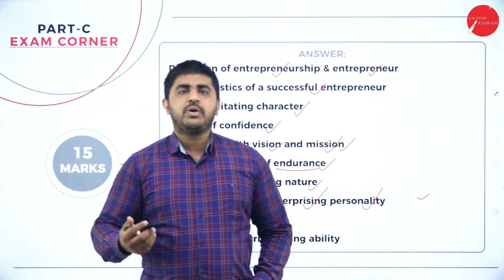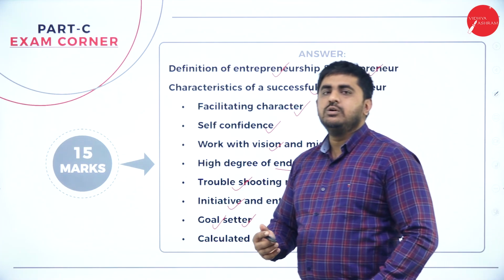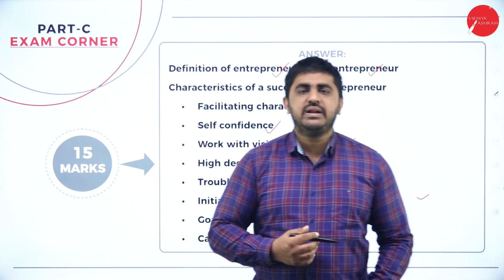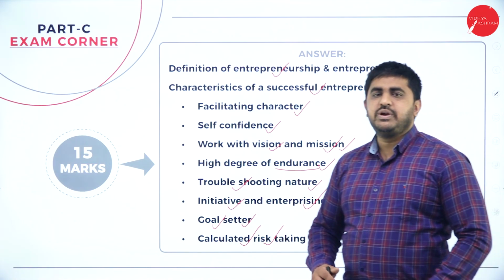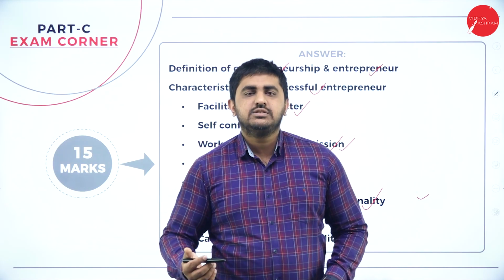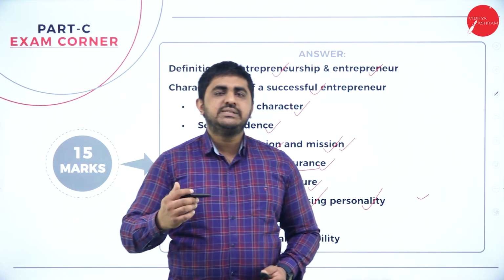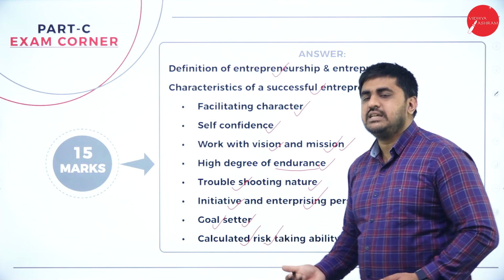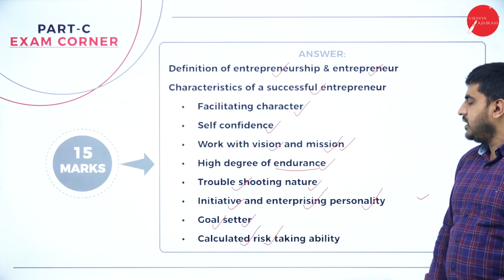Next, calculated risk-taking ability, because business means risk. More risk, more profit. Less risk, less profit. So when you are taking risk, you should foresee the possible uncertain events that might happen. You should be a calculated risk taker. Just because you have money doesn't mean you should take risk. When you are taking risk, you should calculate certain things, keep certain criteria in your mind and then take risk. So this is also one characteristic of a successful entrepreneur.